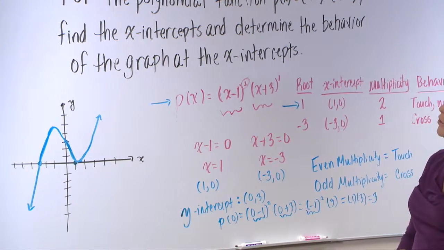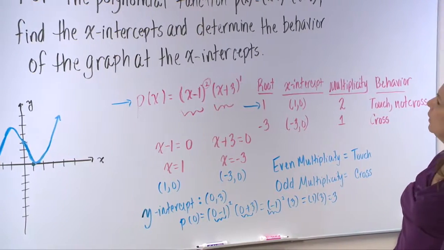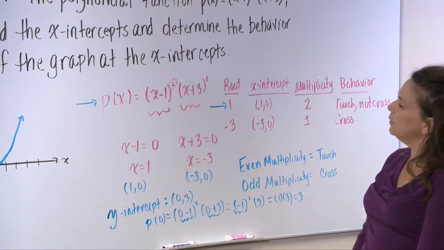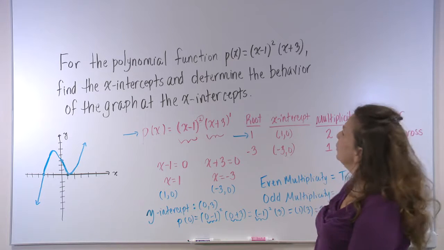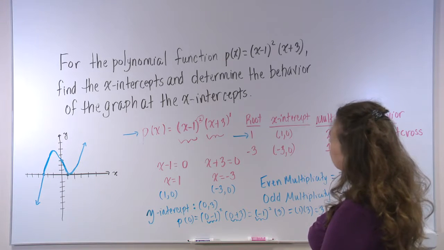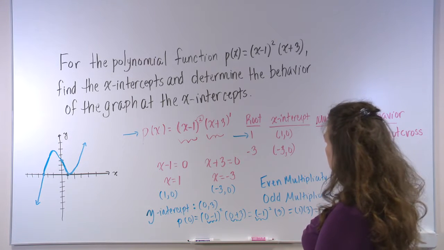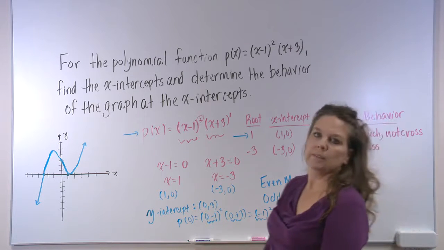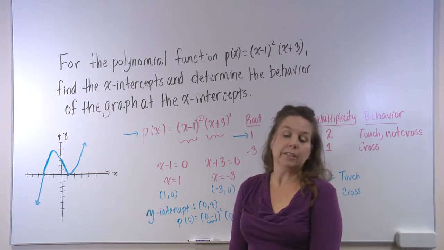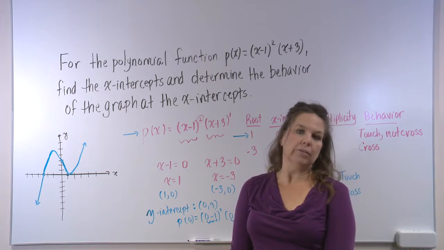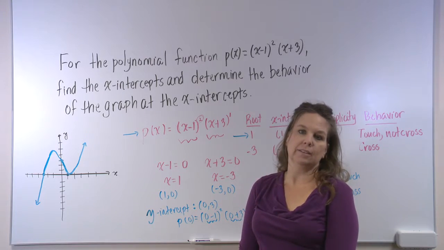That's a quick sketch of the graph of the polynomial p of x is equal to x minus 1 squared times x plus 3. So we found the x-intercepts, stated the multiplicity of each, and the behavior of the graph at the x-intercepts.